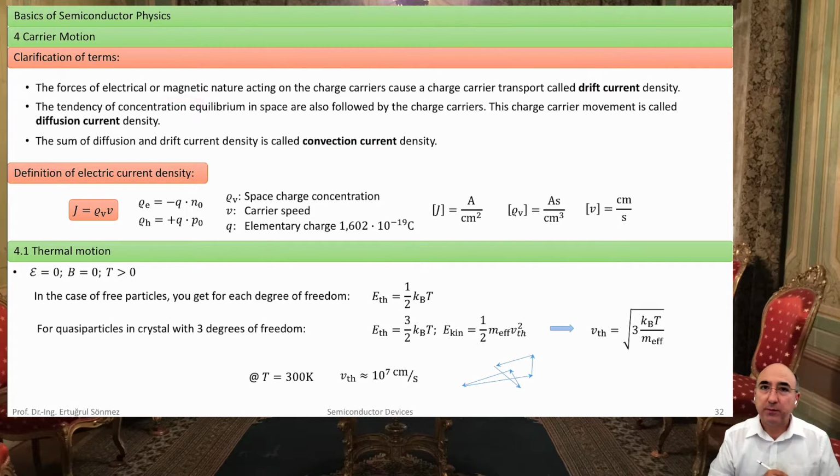Also, magnetic force can be a cause for a movement. So this type of current is called drift.